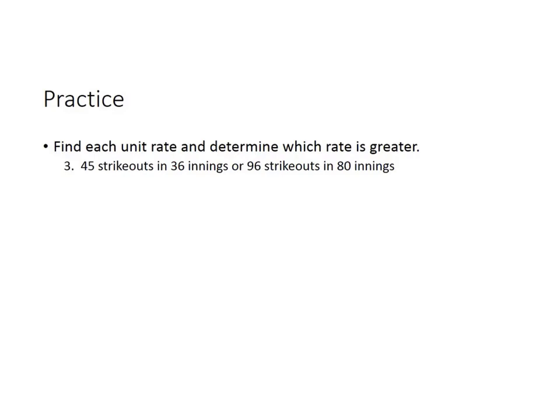Okay, let's do another practice problem. Find each unit rate and determine which rate is greater. So is it better to have 45 strikeouts in 36 innings or 96 strikeouts in 80 innings? First rate we're going to do is 45 strikeouts in 36 innings. Well, we need to divide, so we're going to take 45 divided by 36. Goes in 1 time. 9. Bring down a decimal.